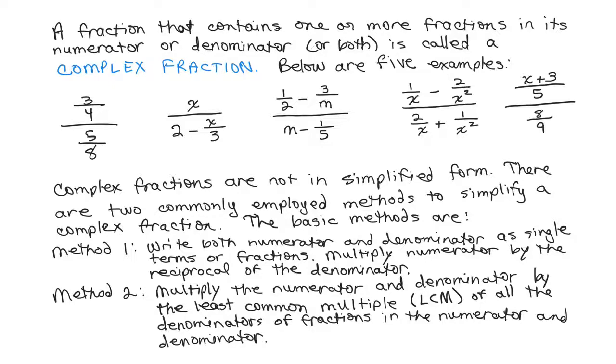If you look at the fourth example, 1 over x minus 2 over x squared in the numerator, there are two fractions in that numerator separated by a subtraction sign. So that's not a single fraction. And in method 2, you don't need to have it in the form as the very first example up here. Instead, to simplify the complex fraction, the first step would be to multiply the numerator and denominator by the least common multiple of all the denominators of all the fractions in the numerator and the denominator.